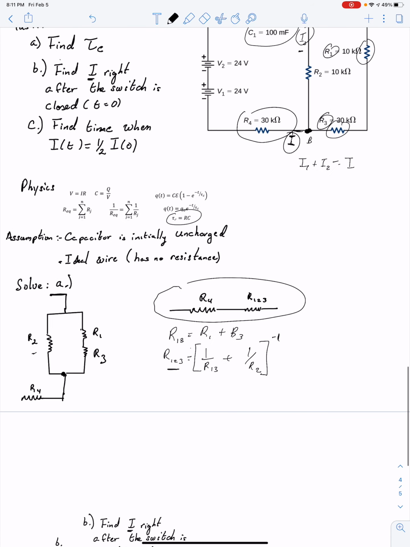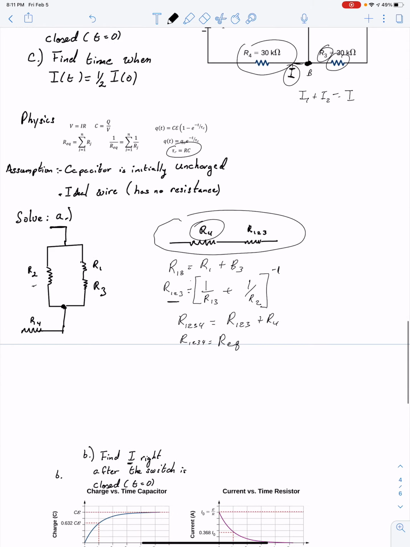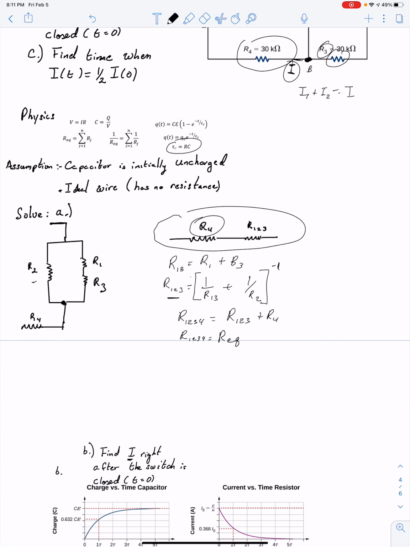Okay? So it is the same current, thus we have a resistor in series. So R1234 equals R123 plus R4, and that is equal to R equivalent, which means the whole resistors from the whole circuit.